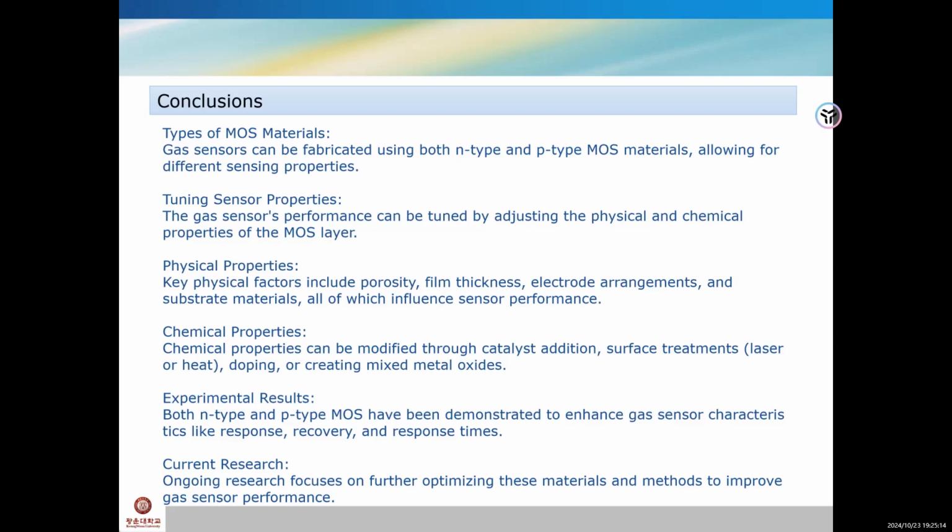Chemical properties. Chemical properties can be modified through catalyst addition, surface treatments, doping, or creating mixed metal oxides. Experimental results. Both n-type and p-type MOS have been demonstrated to enhance gas sensor characteristics like response and recovery times. Current research. Ongoing research focuses on further optimizing these materials and methods to improve gas sensing performance.